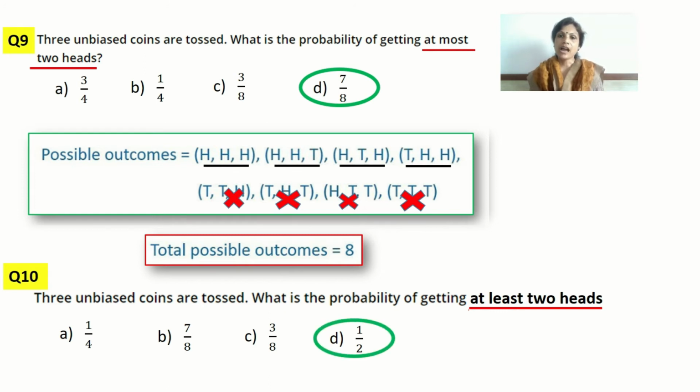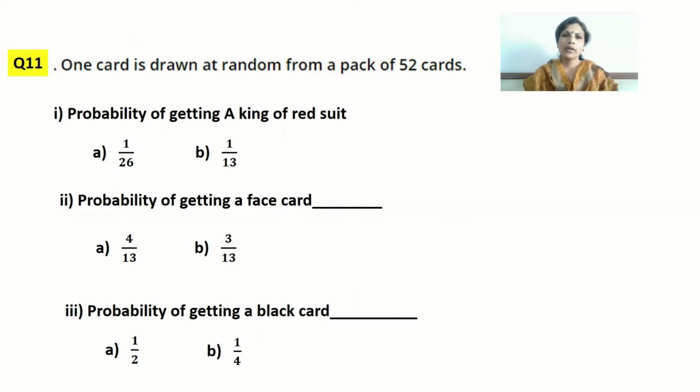I repeat once again, at the most 2 heads means exactly 2 or less than 2 or no heads, but not more than that. And at least 2 heads means either 2 or more than 2, but not less than 2. So this is the major difference between at the most and at least. Please check this once again. Let's now quickly have the last sum, and the probability chapter is incomplete without this type of sum. So one card is drawn at random from a pack of 52 cards. Find the probability of getting a king of red suit. Now how many kings are there in a pack of 52 cards?